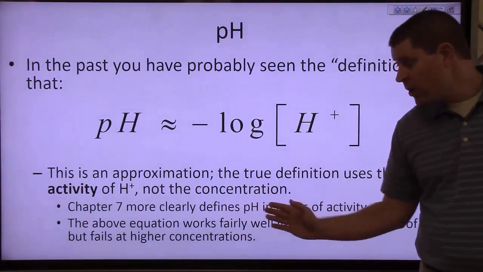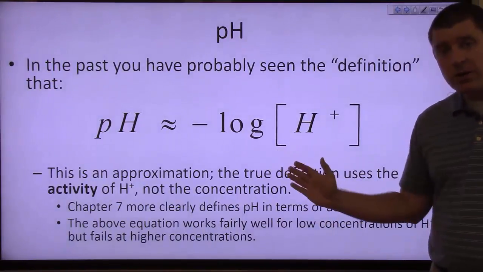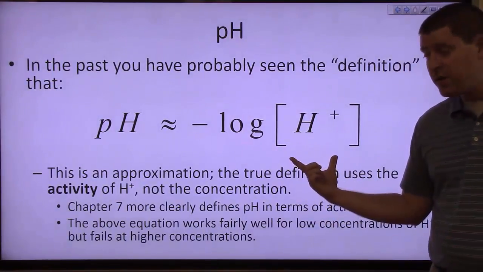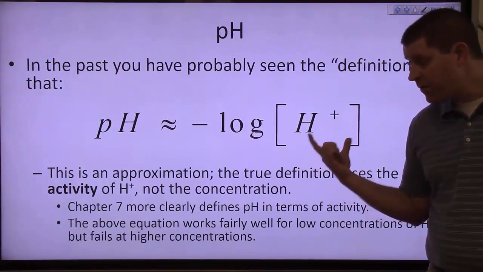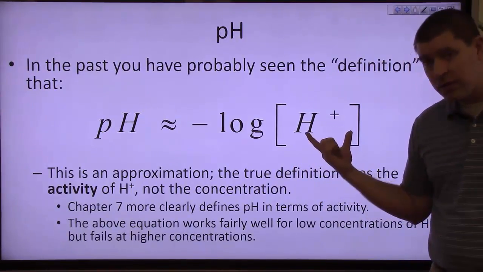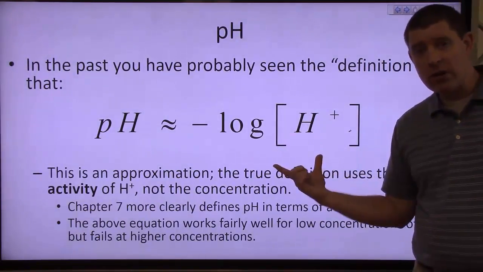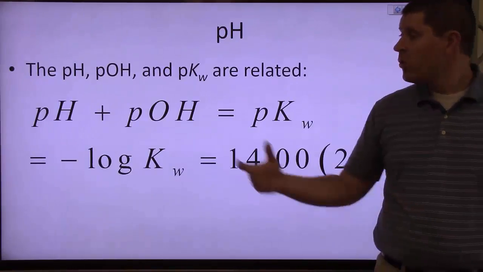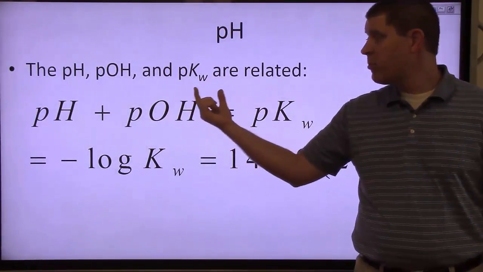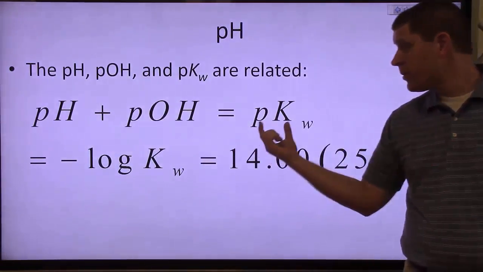Now chapter 7 will more clearly define the pH in terms of activity, so this approximation here, using the concentration instead of the activity, works reasonably well at low concentrations of hydrogen ion, but it fails at higher concentrations. That is, if we have a very low pH, then this approximation is going to break down. It's not going to give us the correct pH value. Now, remember that the pH, the pOH, and the pKw are all related. The pH plus pOH is equal to pKw.